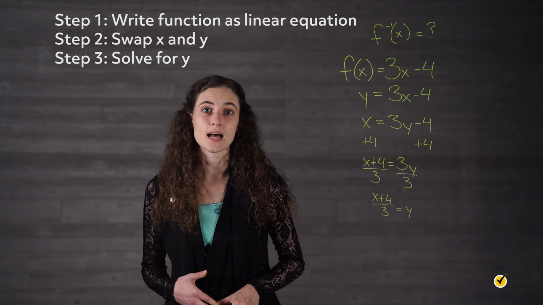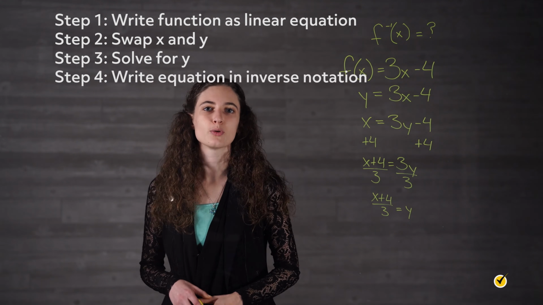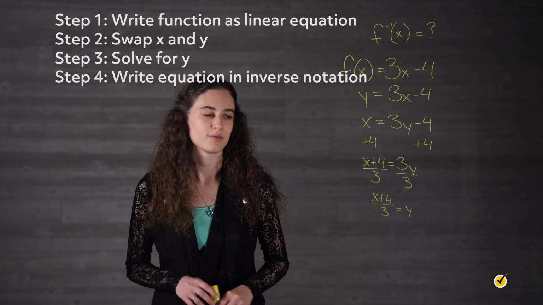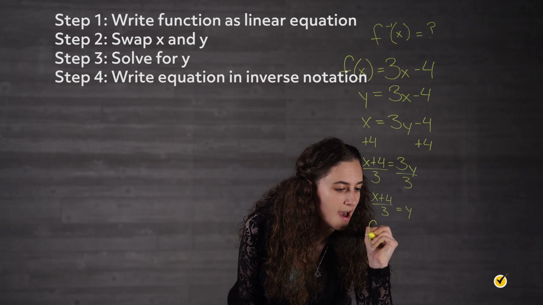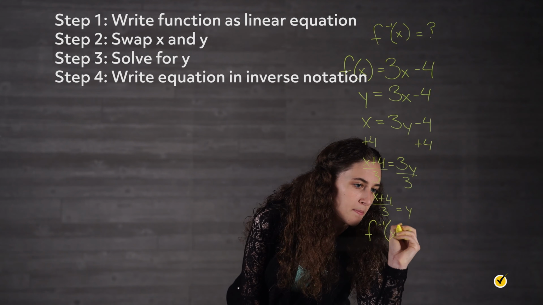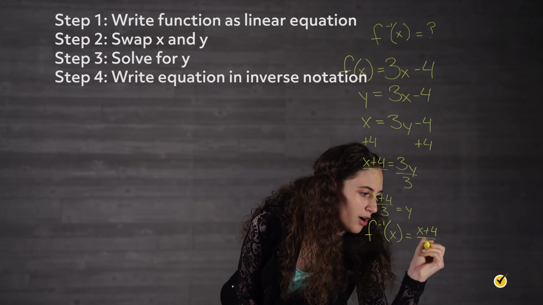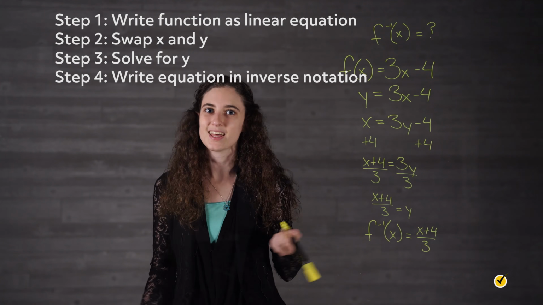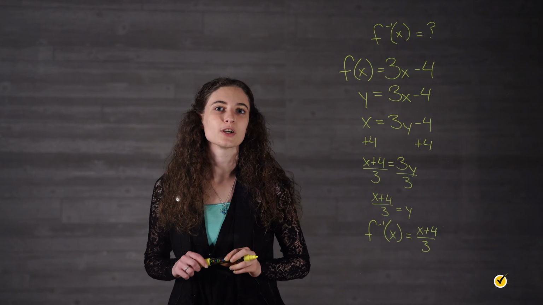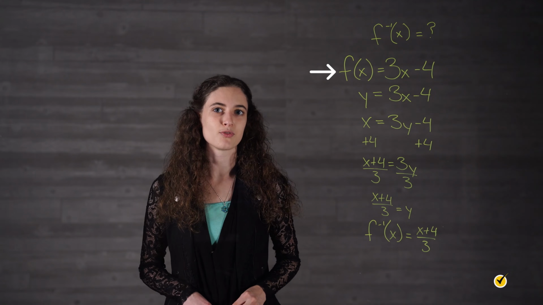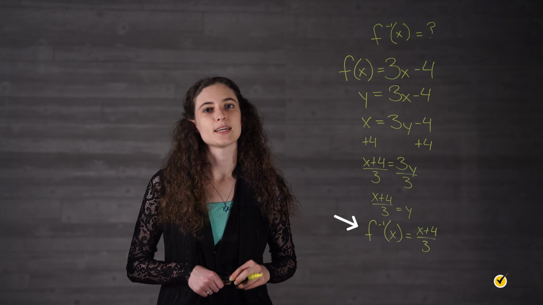Our last step, step 4, is to write the equation in inverse notation. So f inverse of x is equal to x plus 4 over 3. And there you have it. The inverse of the function f of x equals 3x minus 4 is f inverse of x equals x plus 4 over 3.